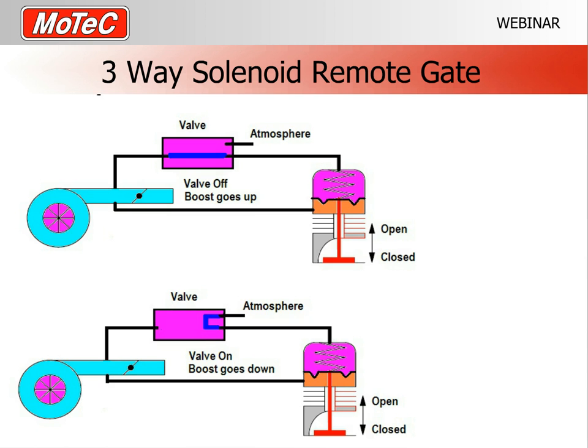So in this case, for a remote wastegate with a three-way valve plumbed in this fashion, when the valve is on, the boost goes down, which is the opposite of the previous screen. Okay, but we do talk more detail about that in the Hints on Boost Control Plumbing webinar.